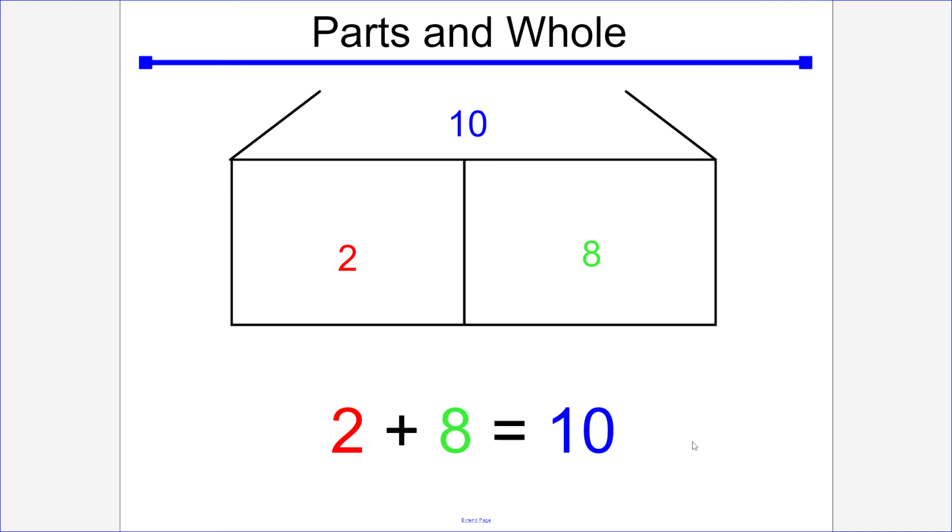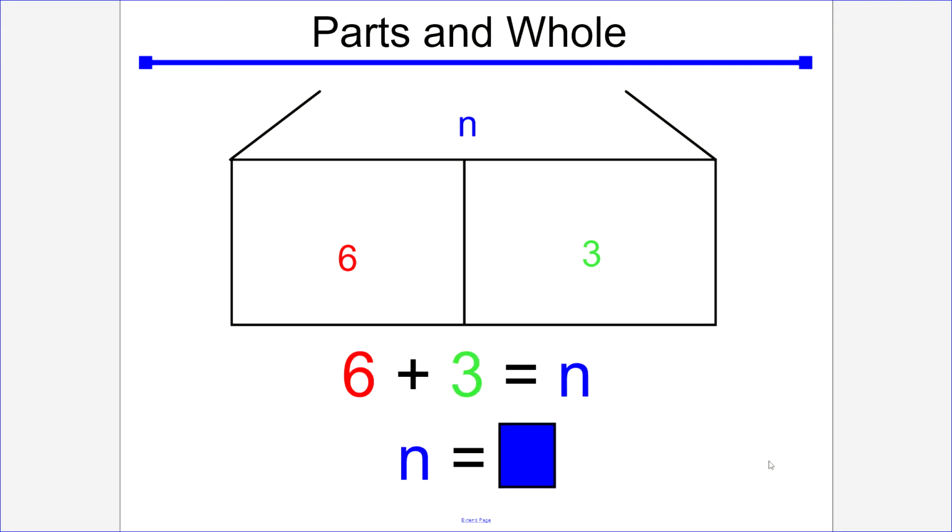Here we can see an example of that. Here, 2 is a part. 8 is also a part. I know 2 and 8 are parts because they are inside of the bar diagram. Here, 10 is our whole. I know that 10 is the whole because it is at the top of the bar diagram. Well, I know that part plus part equals whole. I also know that 2 plus 8 equals 10. Here you can see part plus part equals whole because the 2 parts, 2 and 8, equal the whole.